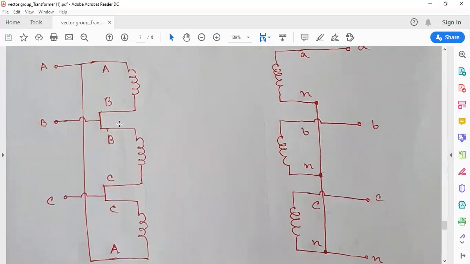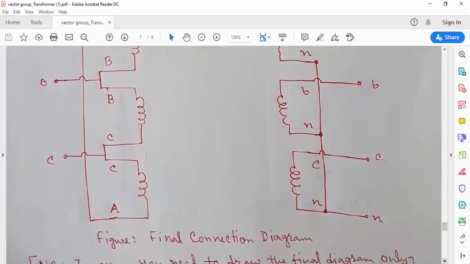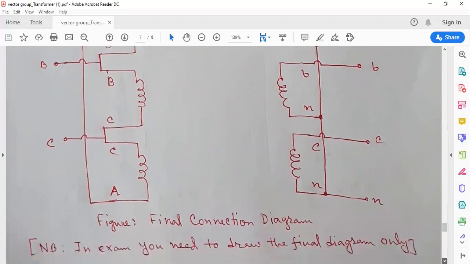All the B's together, all the C's together. We have drawn out a B point. We have drawn out a C point. This is our transformer. We are able to draw the connection.